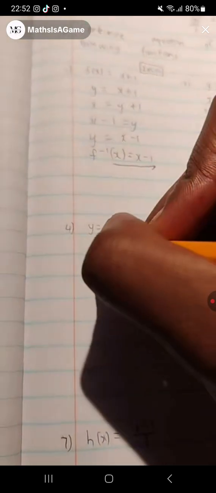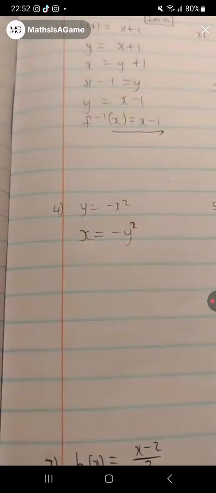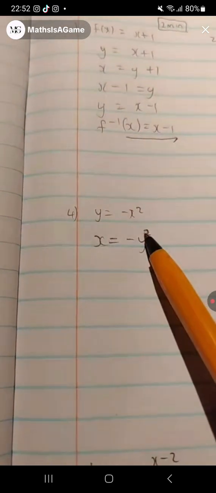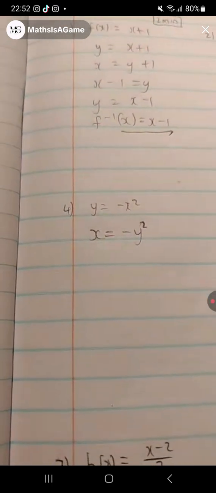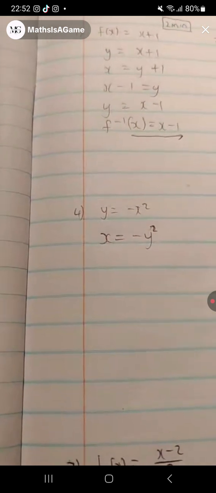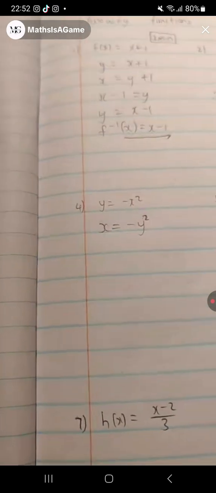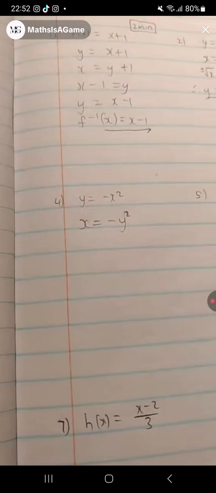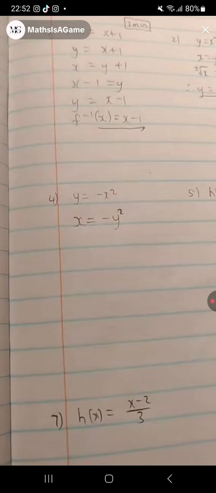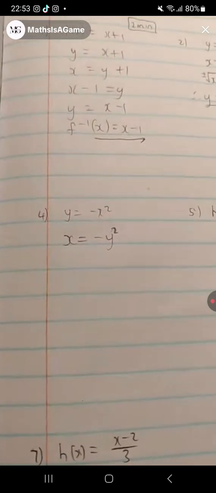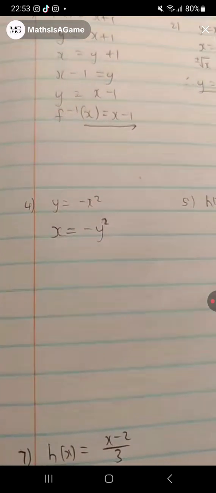Y is equal to minus x squared. Okay, so you guys know the routine. That is the routine. Isn't that the routine? Yes, it is. All right. Then after we establish that this is the routine, no problem, then what do we do, Kanene, after this?